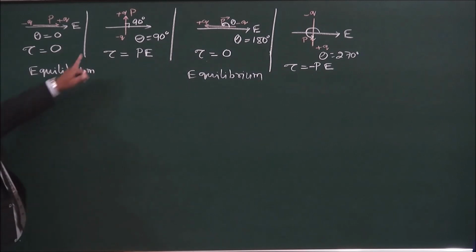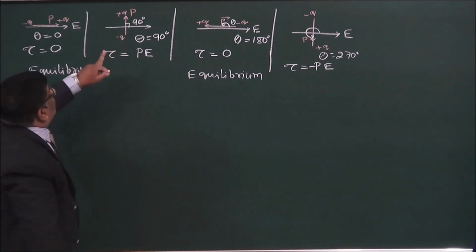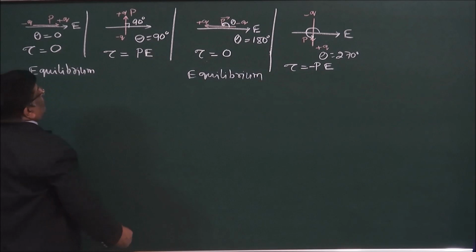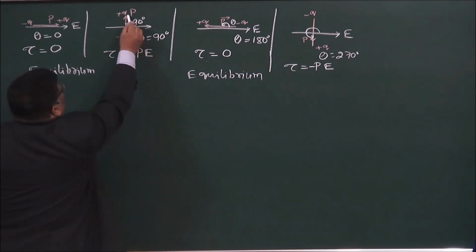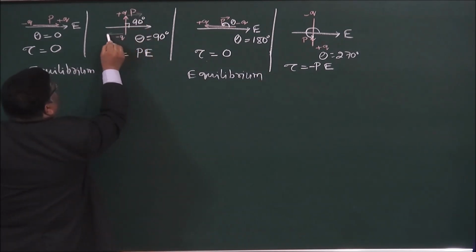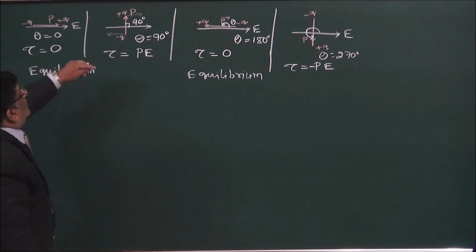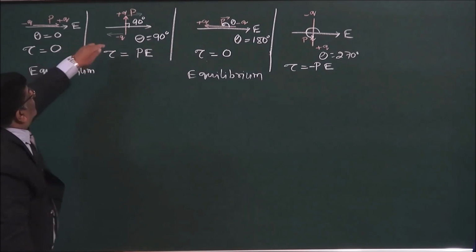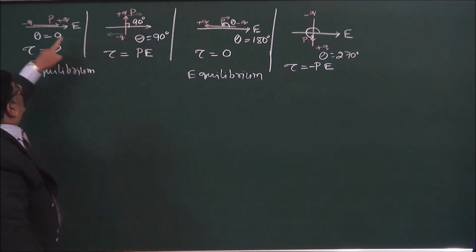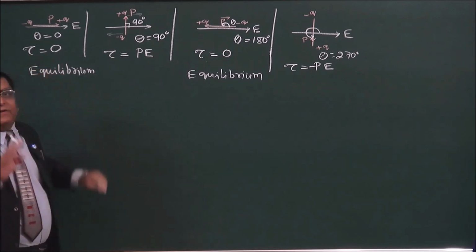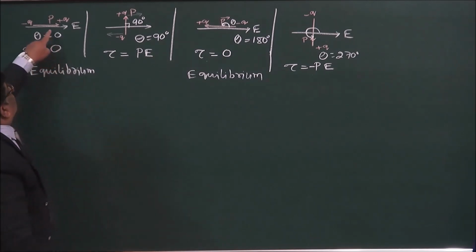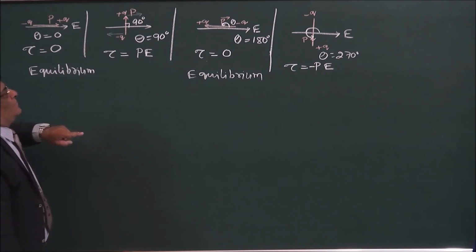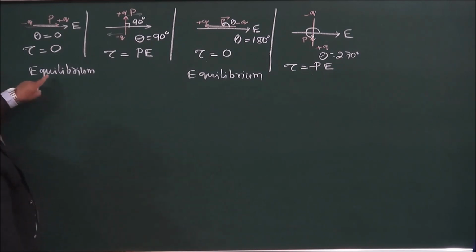That means if we leave it here, it will experience a torque equal to PE, in this direction and in this direction. Therefore it will turn, come back to this position, and then the torque will become 0. It will not turn anymore, it will stay in this condition. Okay, so this is the equilibrium condition.